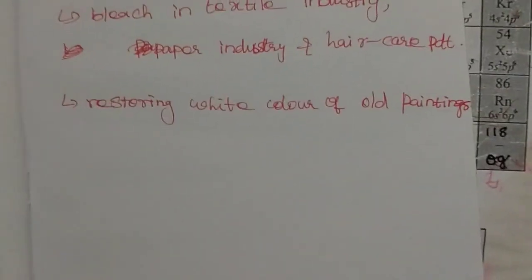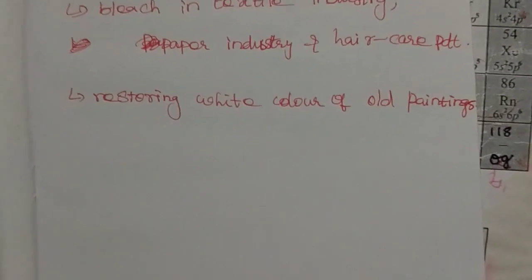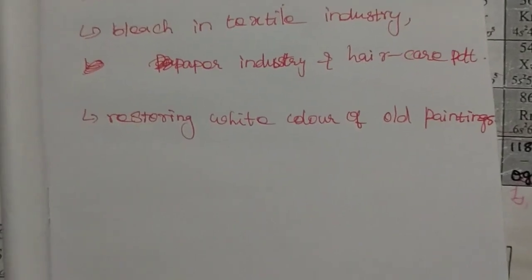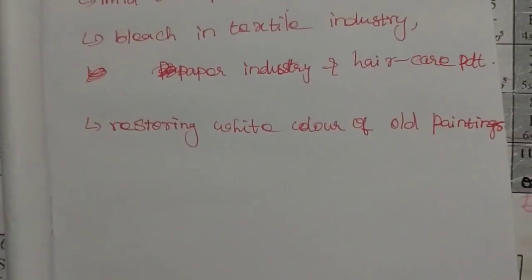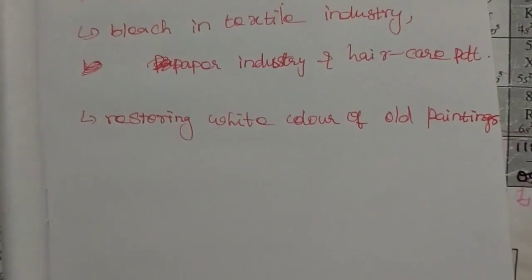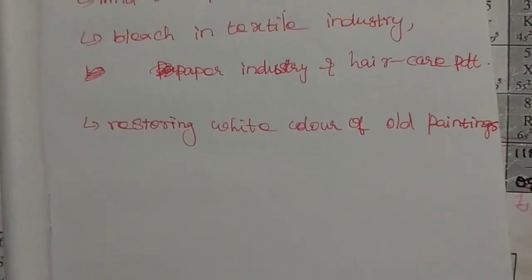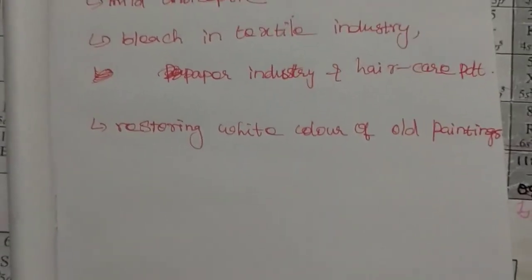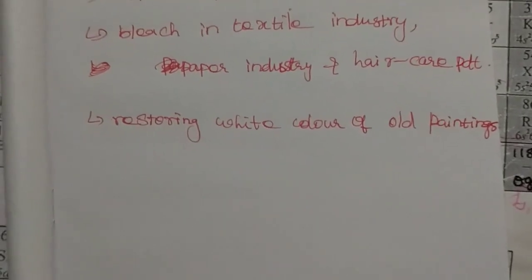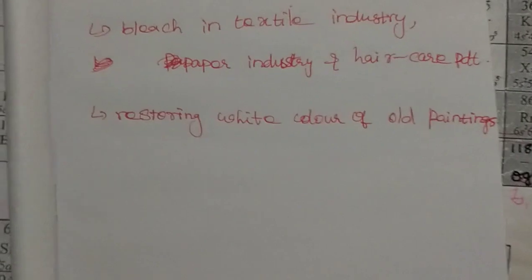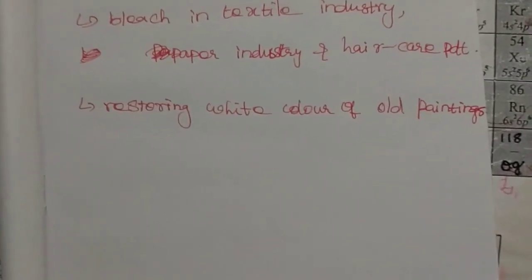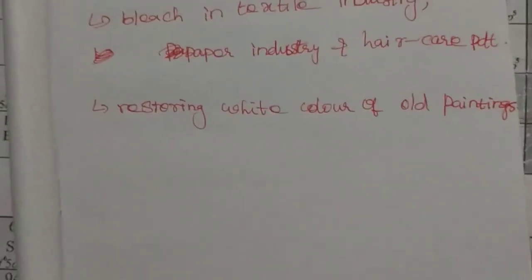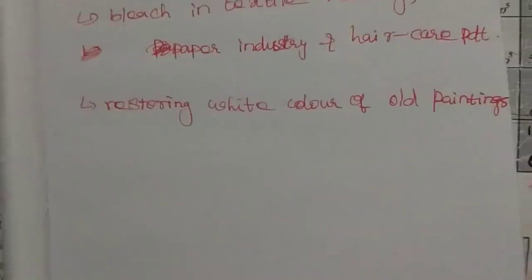How? The hydrogen peroxide is oxidizing that black color. It is an oxidizing agent. We know that it is also an oxidizing and reducing agent. Here hydrogen peroxide oxidizes the lead sulfide into the white color, that is, the lead sulfide is converted into lead sulfate by treating it with hydrogen peroxide. So it can easily restore the white color of the old painting.